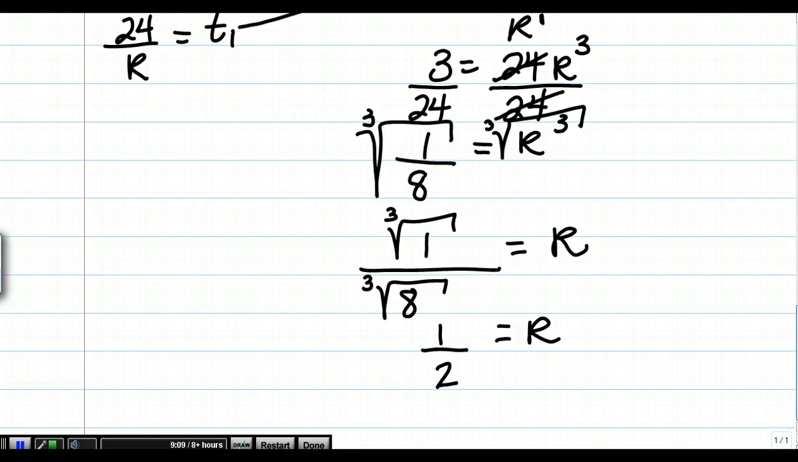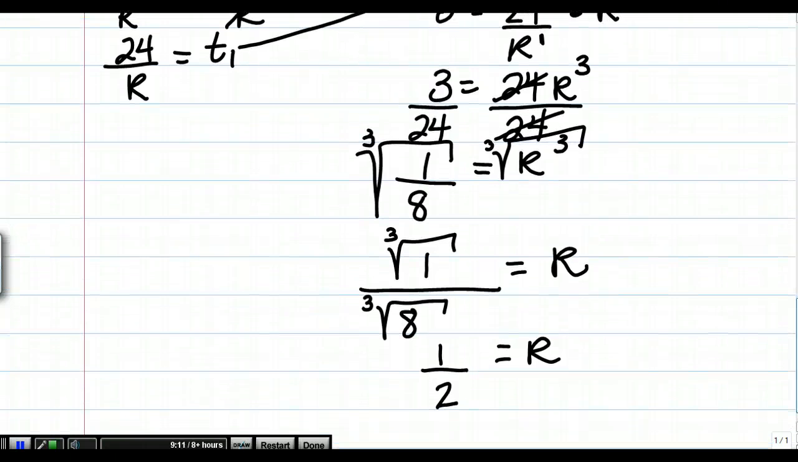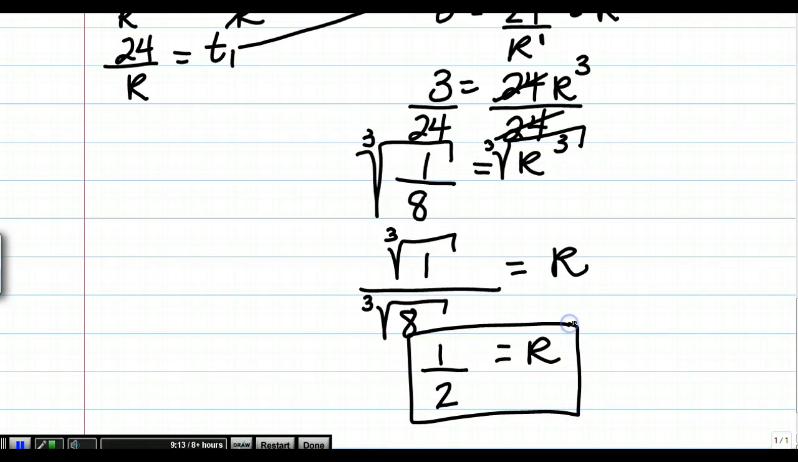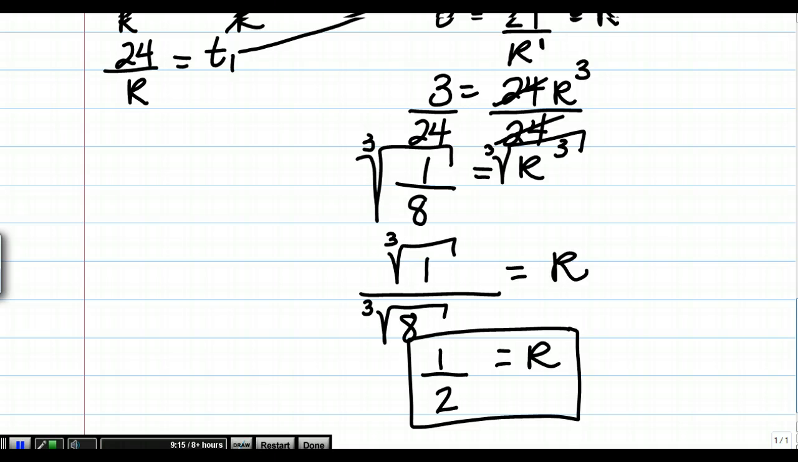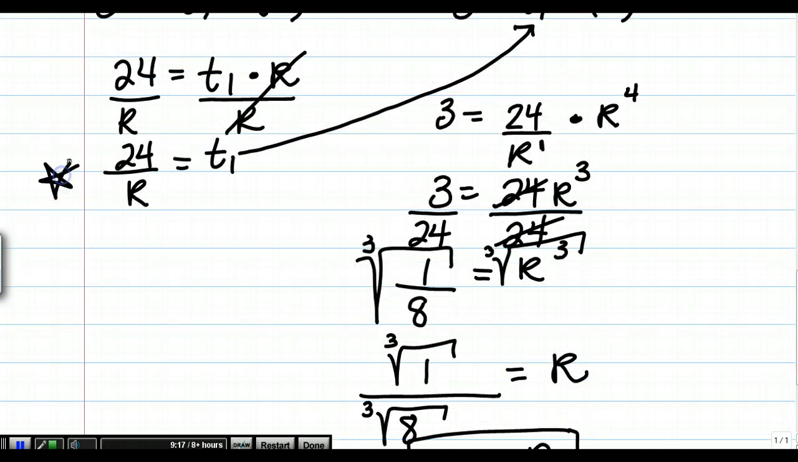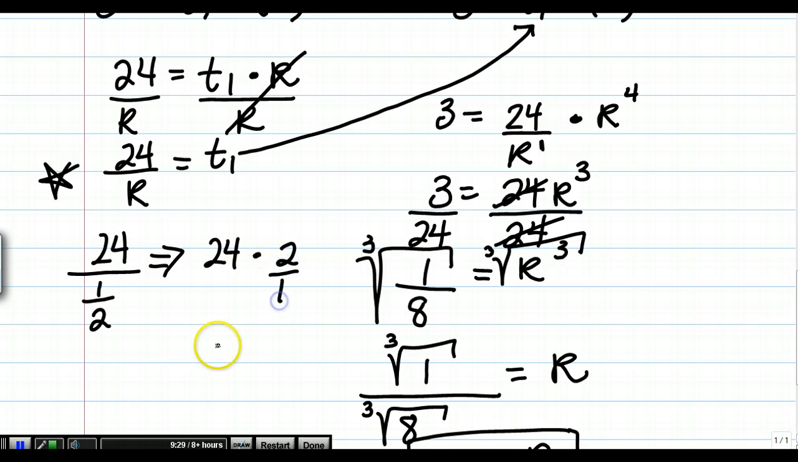But we still need to know what T1 is. So we found our R. We have to find what our first term is. So we can look at this, and we would have 24 divided by our 1/2. And if you remember, that's just 24 times, take the reciprocal and multiply, times 2 over 1. 24 times 2 is 48. So that means that your first term is 48.